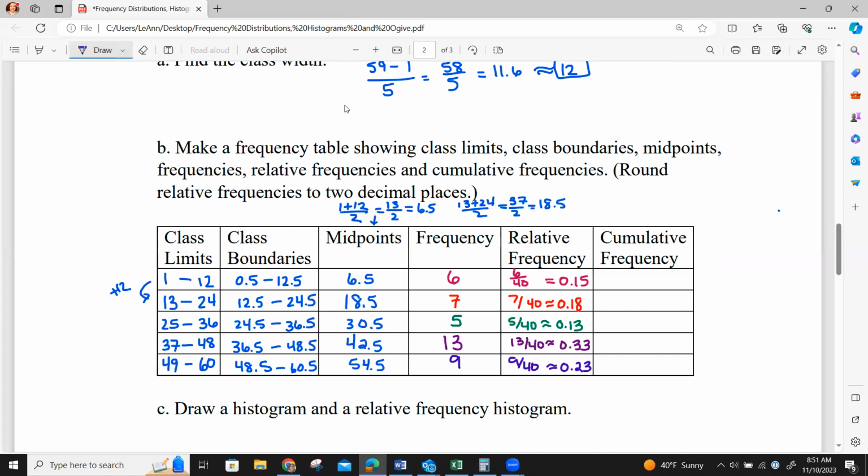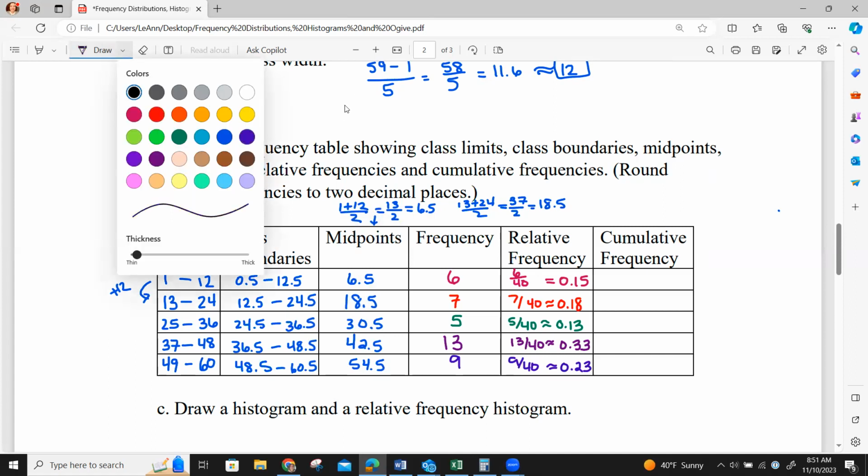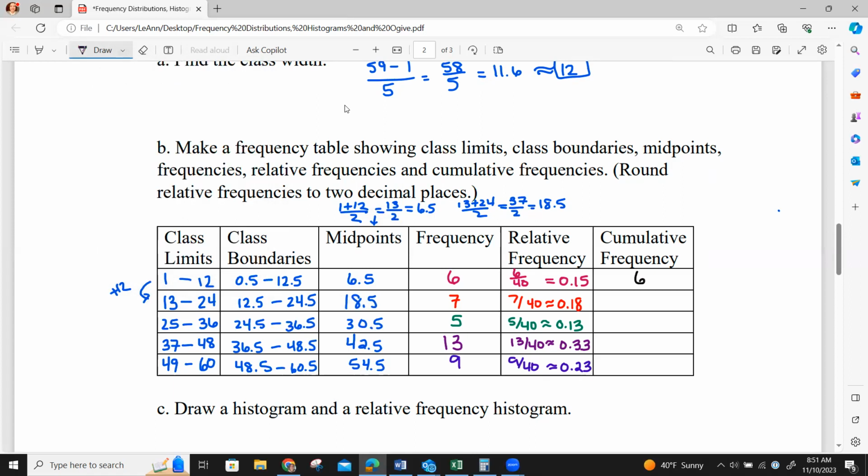Now, cumulative frequencies is a little different. We're just listing the frequency at that moment in time plus any previous frequencies. So for this one, once we get to the end of this limit, which is 12, we've accumulated 6 items in the list. Once we get to 24, we've accumulated 6 plus 7, which would be 13 items. Once we get to 36 in the data list, we would have accumulated the 13 before plus the 5 more. So we've accumulated 18 items in our list.